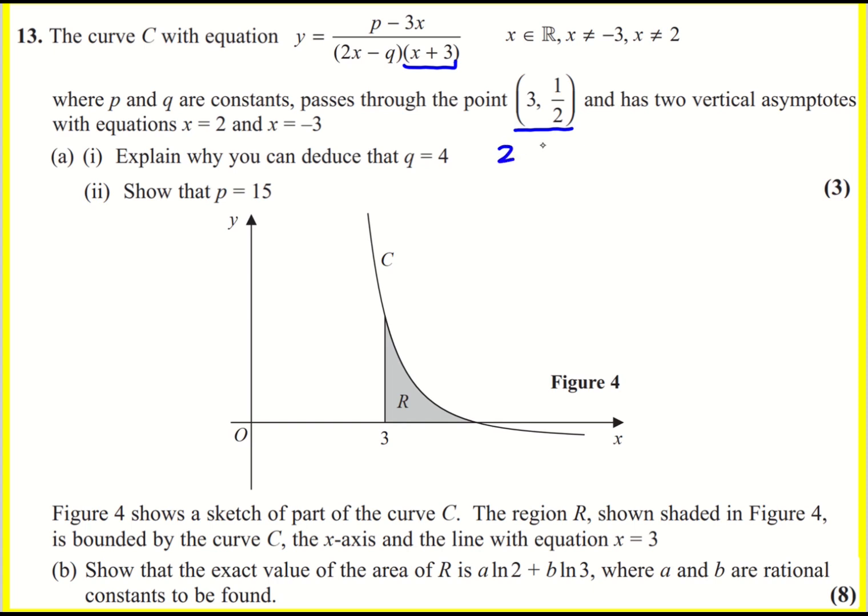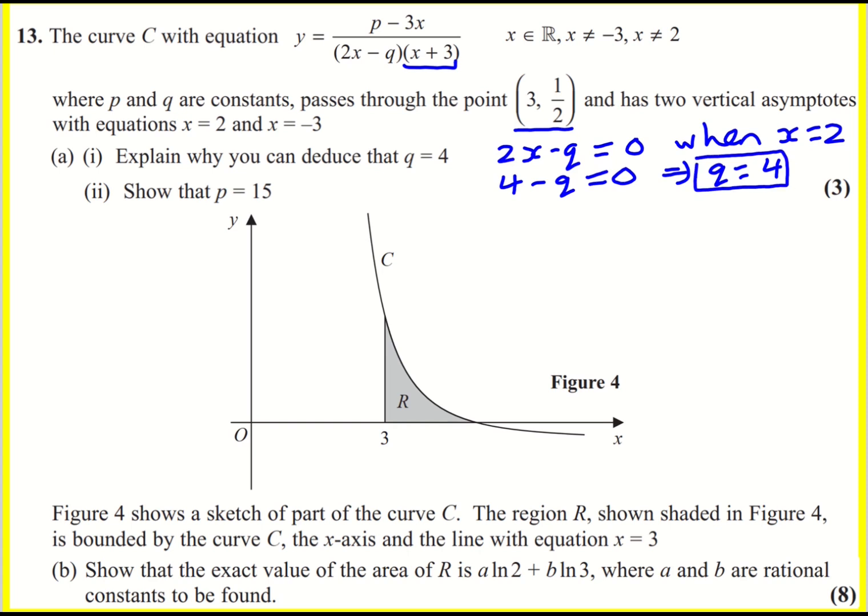Well, it must be that 2x minus q is equal to 0 when x equals 2. That means 4 minus q is equal to 0, so q is 4. We're then asked to show that p is equal to 15. I'll do that over here.